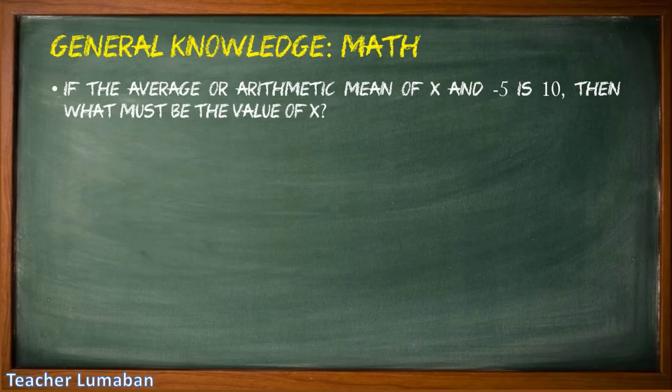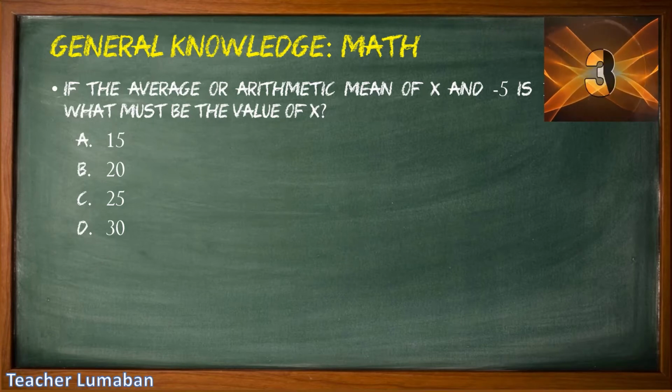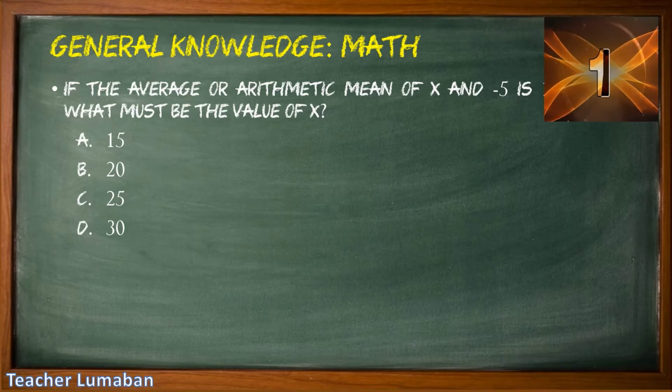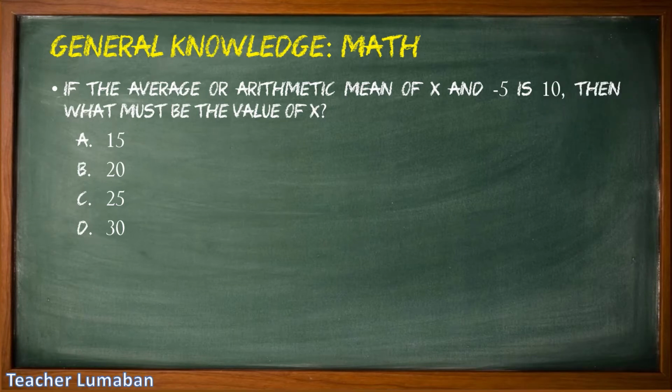If the average or arithmetic mean of x and minus 5 is 10, then what must be the value of x? Letter A: 15. Letter B: 20. Letter C: 25. Letter D: 30. Please answer in 5, 4, 3, 2, 1. The correct answer is letter C, 25.